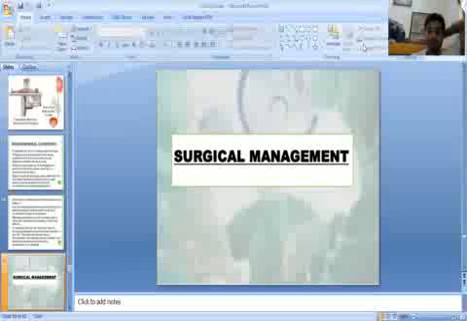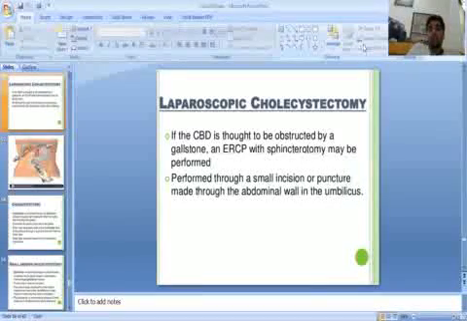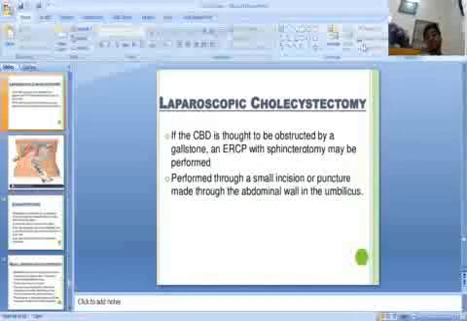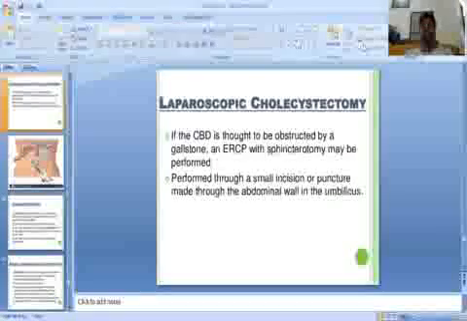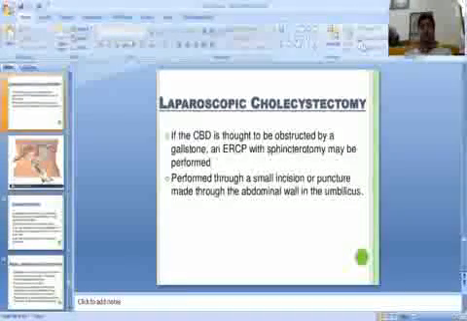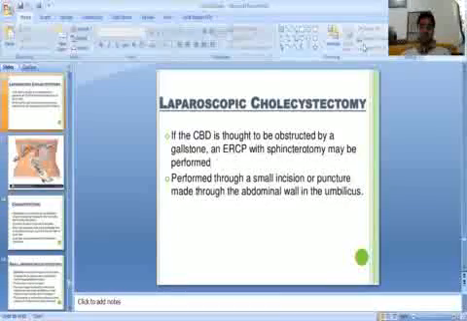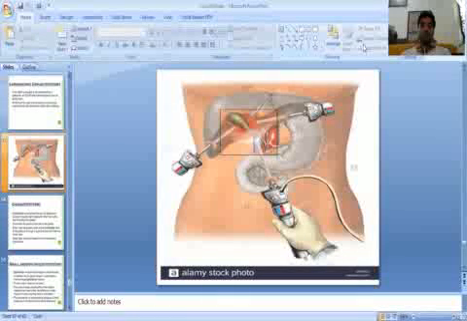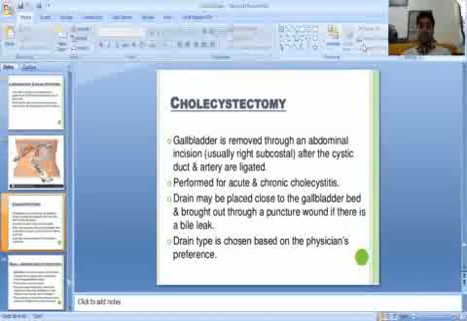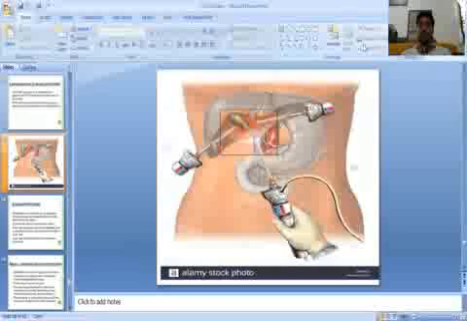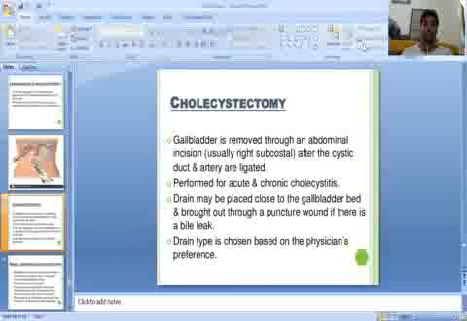Surgical management. First is laparoscopic cholecystectomy. If the common bile duct is thought to be obstructed by a gallstone, an ERCP with sphincterotomy may be performed through a small incision or puncture made through the abdominal wall at the umbilicus. Okay, so this is the endoscopic cholecystectomy procedure. As you can see, the three port cholecystectomy.